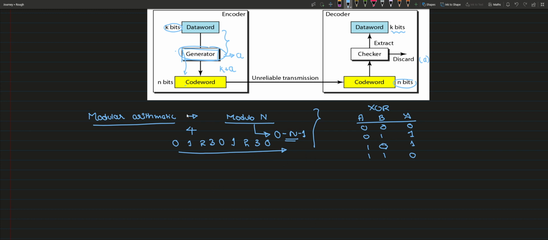Next, we will see various coding schemes for error detection and error correction. What are the different coding schemes available? The first scheme we deal with is block coding. Okay, block code.